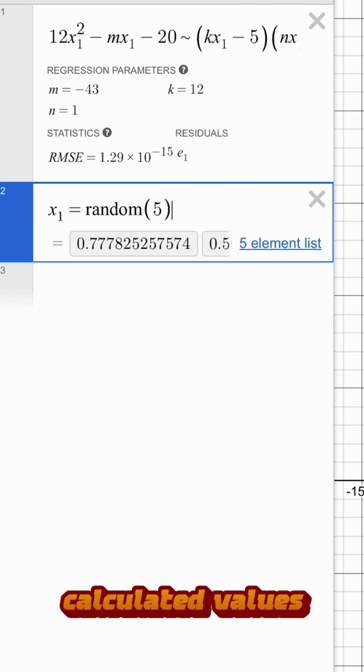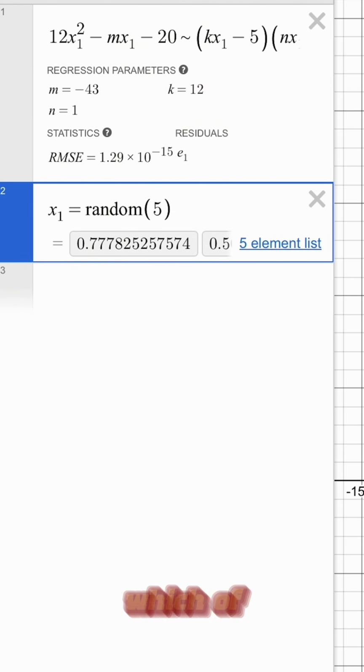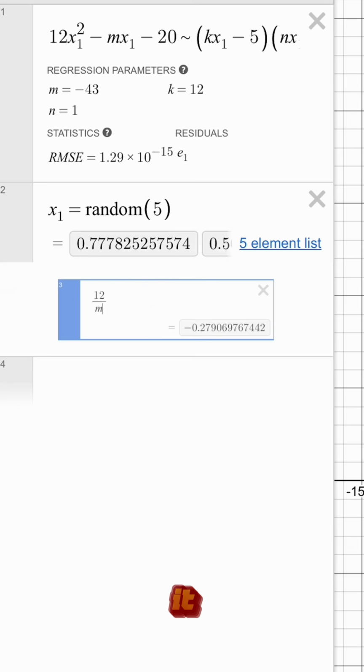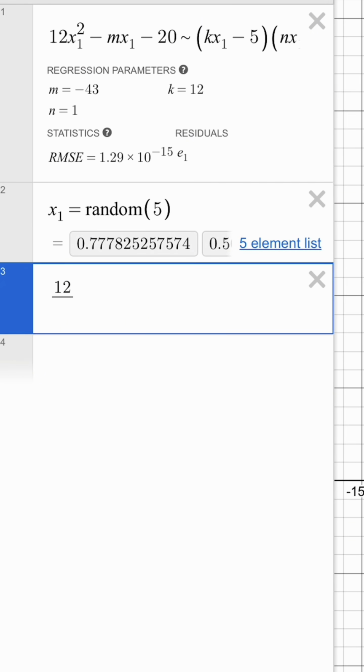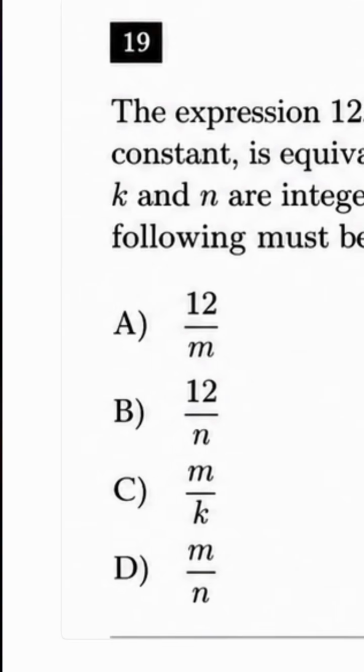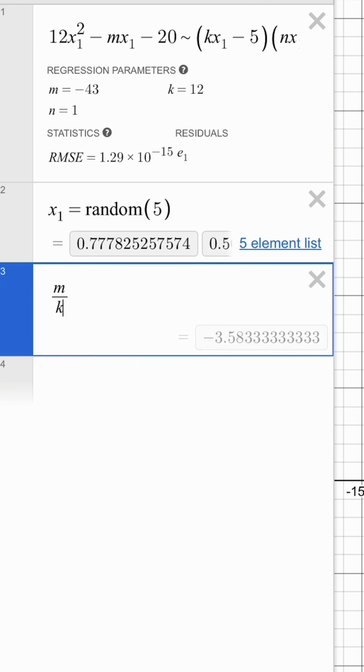Now these are the calculated values of m, n, and k. Let's see which of those is always an integer, no matter the value of n is. The first one is not an integer, so I'm going to exclude it. This one is an integer, so I have to wait just in order to check all the choices. So this one is an integer. I'm going to keep it. This one is a non-integer. I'm going to exclude it. I'm going to eliminate it from the choices.